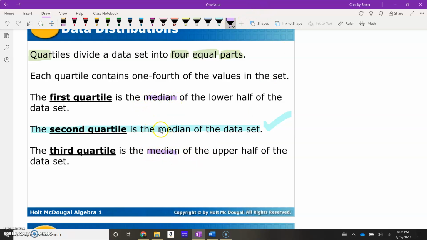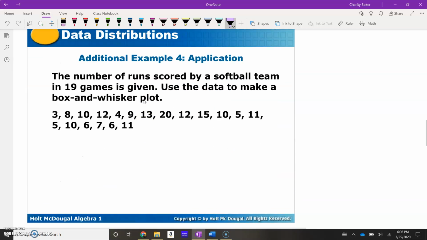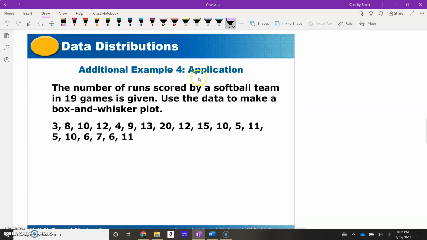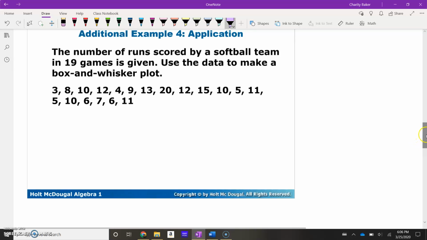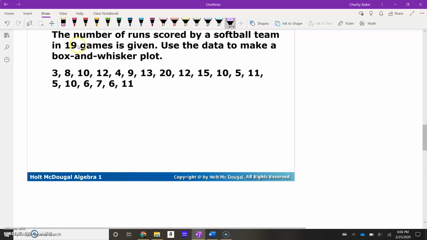So we're going to be finding a lot of medians. And remember what a median is. It's the middle number of a data set. So let's check out an example. Here we go. I'm just going to scroll down so you can see the numbers. The number of runs scored by a softball team in 19 games is given. That means there are 19 numbers that we're going to have to analyze. Use the data to make a box and whisker plot.